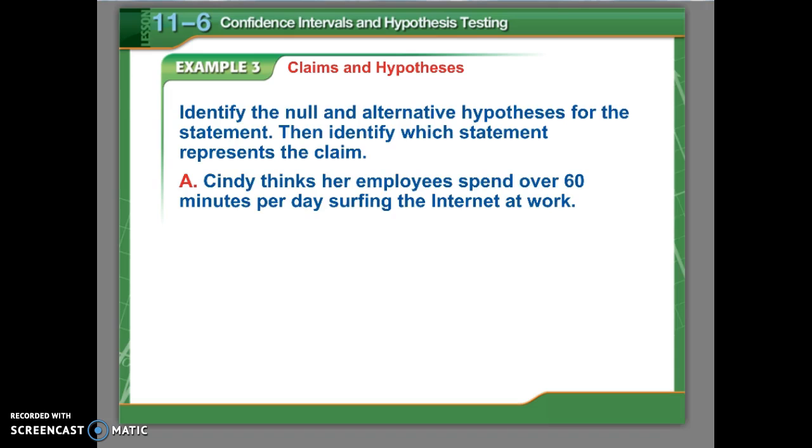All right, example 3, we're going to be looking at claims and hypotheses. Before we get into this, I just want to point out that the way this is explained here is different from the way that claims and hypotheses are explained in AP Statistics. I don't necessarily think the way they explain it here is the clearest way possible, but it's not incredibly different from AP Stats. It's slightly different.